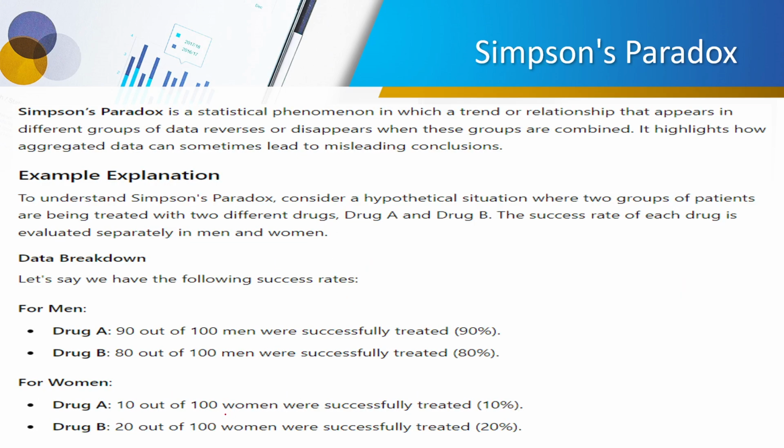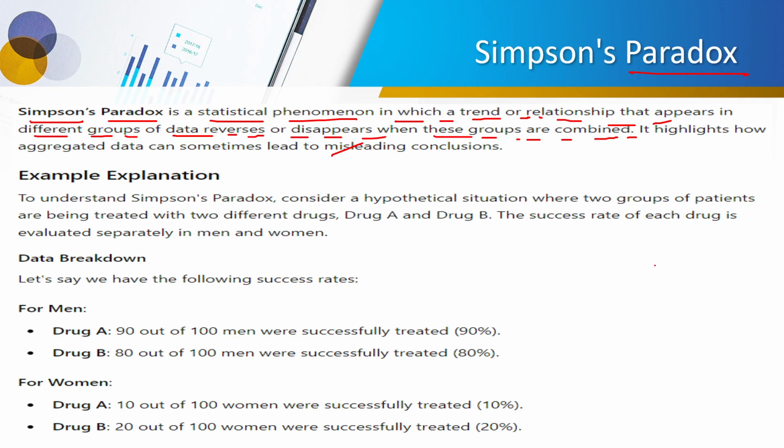Now we are moving toward the next part. Covariance as well as correlation, mostly the covariance part, are not an actual representation. And that's why we have a paradox. What is the meaning of paradox? Paradox means contradiction. So just read it properly, it is again a statistical phenomenon. Simpson's paradox is a statistical phenomenon in which a relationship that appears in different groups of data reverses or disappears when these groups are combined.